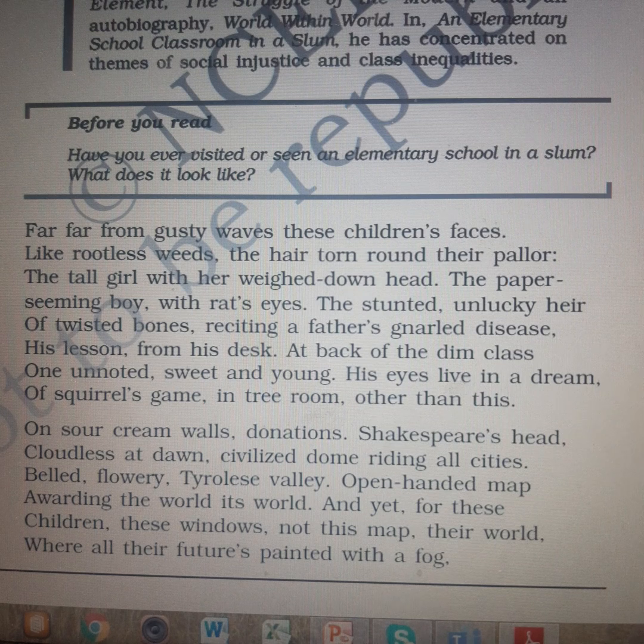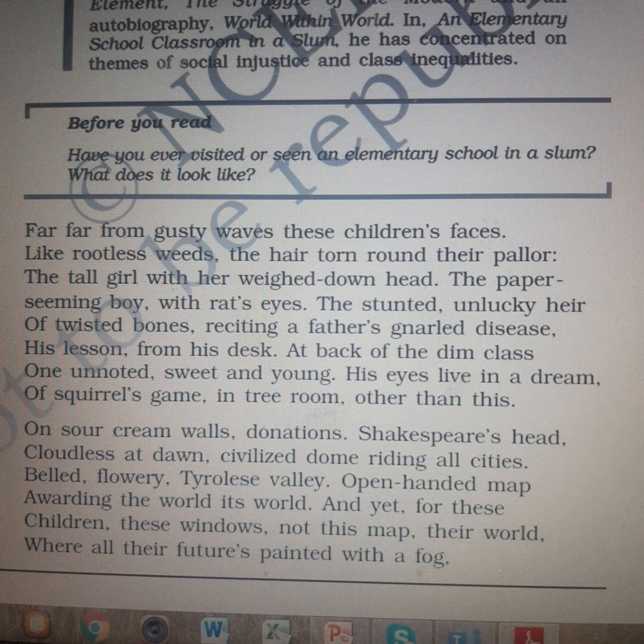I have even read out the next line over here, children. See, it's written over here, Shakespeare's head, cloudless at dawn. Are you seeing these sentences are not complete? They are phrases, children. Shakespeare's head, cloudless at dawn, civilized dome, riding all cities. These phrases are in total contrast to the sour cream walls, to the classroom where these students are confined. Now, these are in total contrast to the dull and depressing environment inside the classroom.